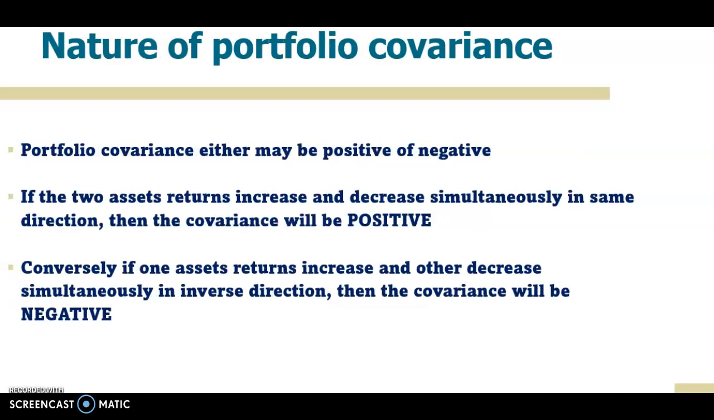Covariances may be positive or negative. A positive covariance indicates that variables tend to move in the same direction. On the other hand, a negative covariance reveals that variables tend to move in inverse directions.